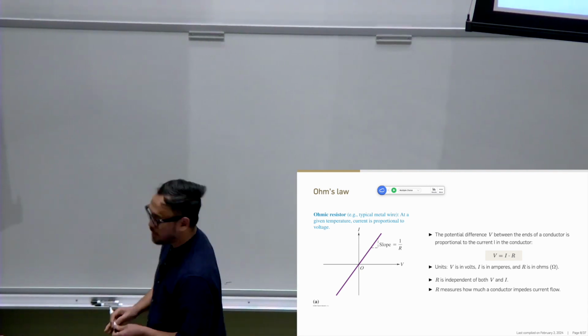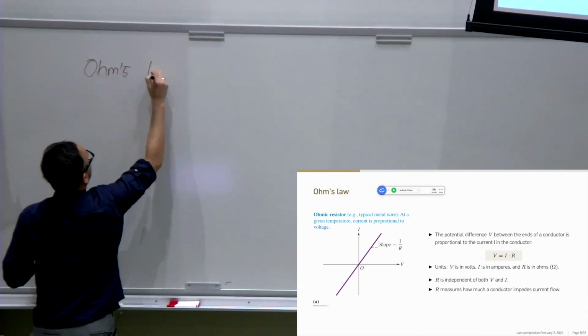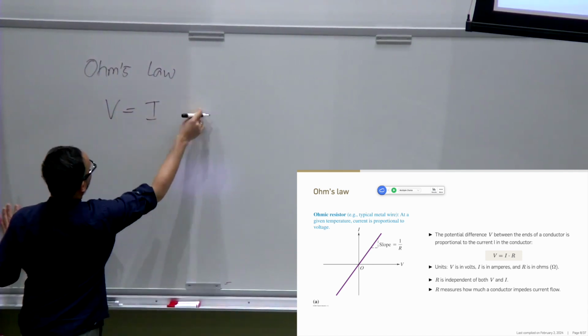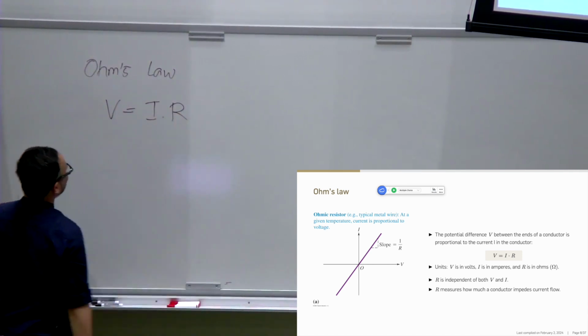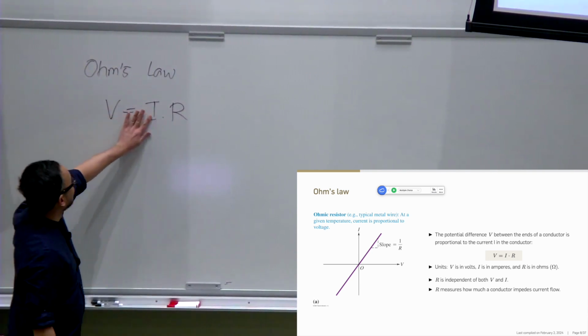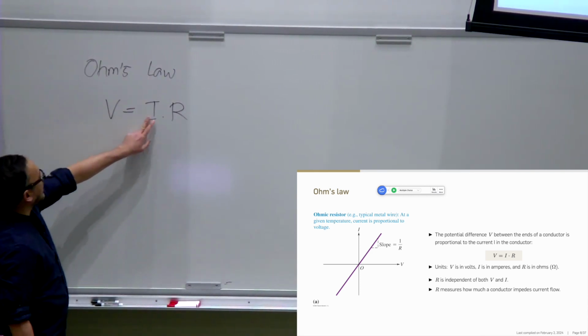All right, so Ohm's law. Let's use the more standard Ohm's law instead of Riff. So V is equal to I times R. V is the voltage, I is the current.